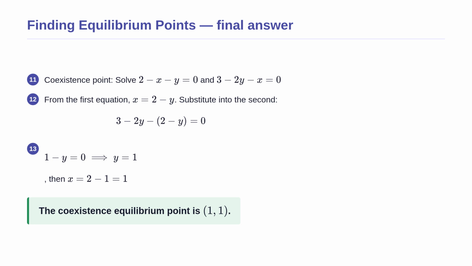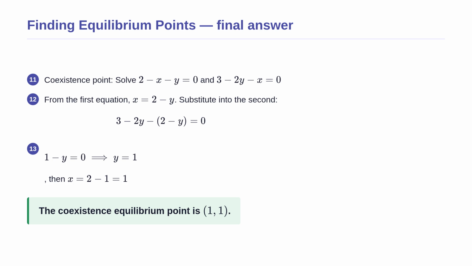We rewrite the first equation to isolate x, giving x equals 2 minus y. We then substitute this expression into the second equation. This standard algebraic substitution creates an equation with only one variable. Simplifying it gives 1 minus y equals 0, which means y equals 1. Substituting y equals 1 back into our isolated equation gives x equals 1. Our final answer is the coordinate pair 1, 1.